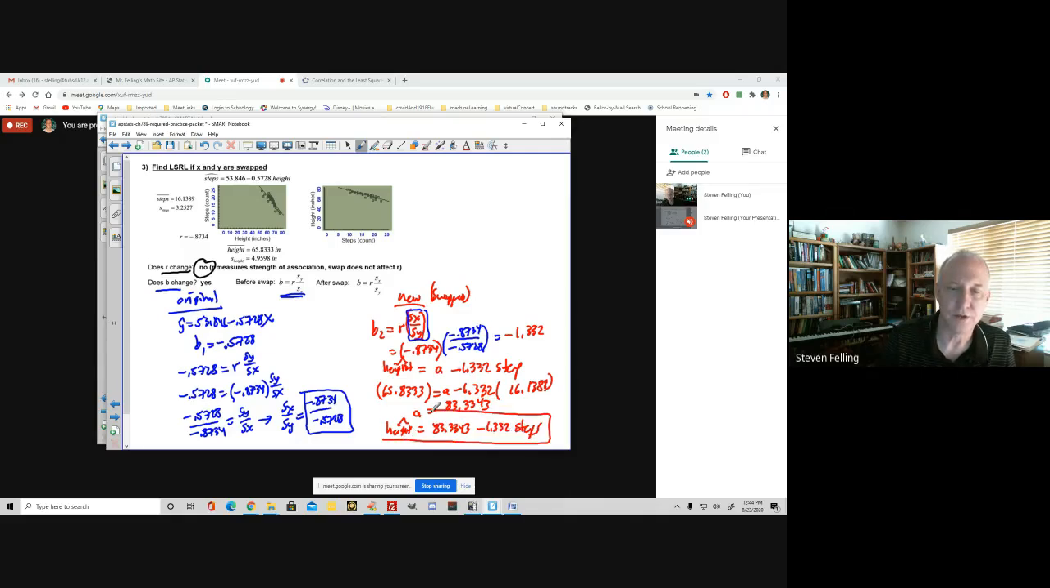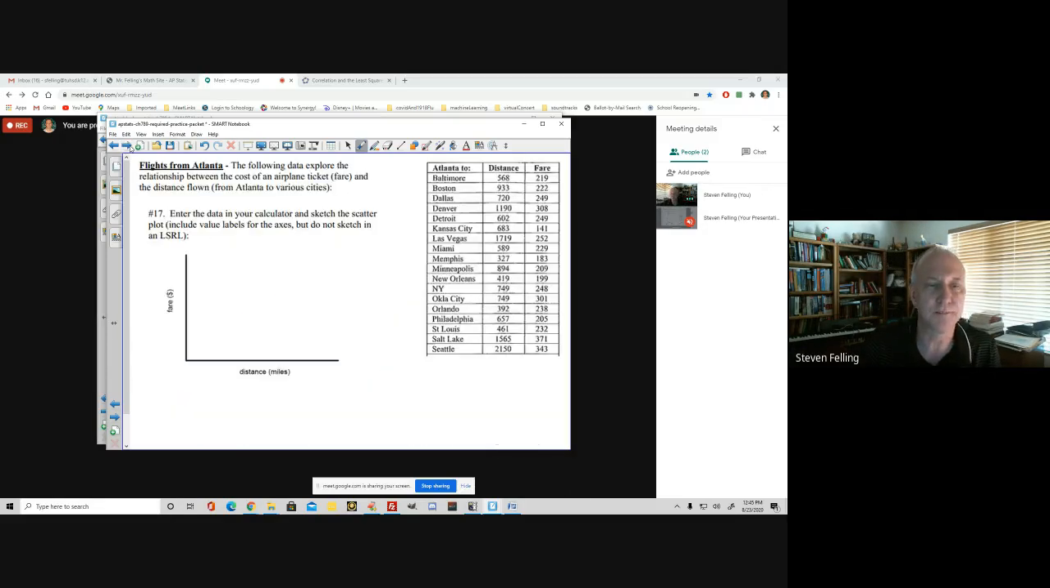Okay, so this is another use of the equation that the b is r sy over sx. If you have to swap x and y, you just swap the x's and the y's by finding the fraction, flipping it upside down, and getting a new slope for the new line. Okay. So I realize these are pretty challenging calculations. That's why we're practicing them.